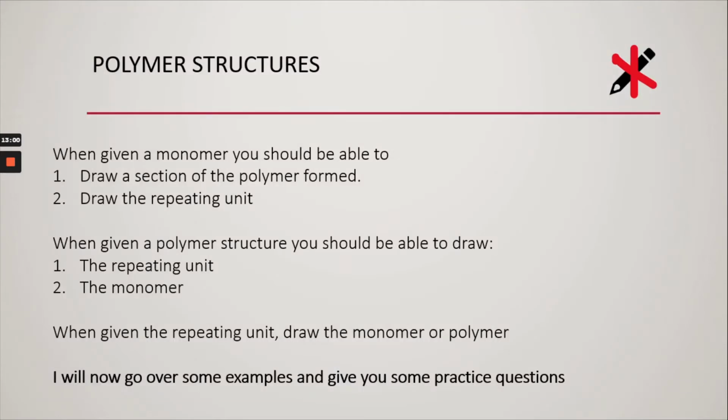So like I said, when you're given a monomer structure, you should be able to draw the polymer structure formed and draw something called the repeating unit. So all of this information on this slide, this is what we're going to look through in the next part of the video. I'm going to go over some examples of how to draw polymers from the monomers, draw the repeating unit, and if we're given a polymer, draw the monomer and the repeating unit, and vice versa.